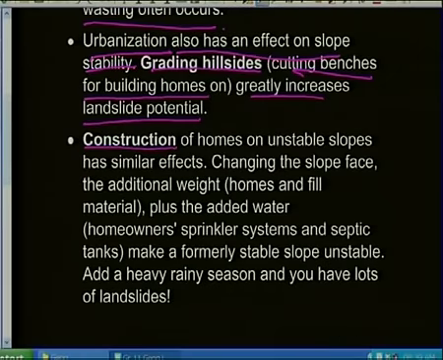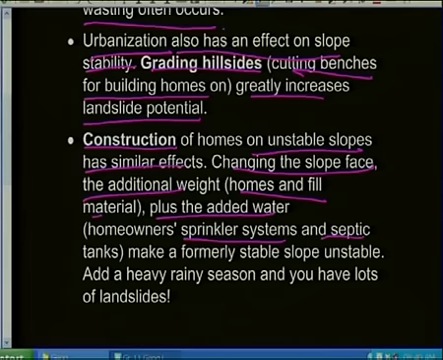The construction of homes on unstable slopes has similar effects: changing the slope surface, the additional weight of homes and fill material, plus the added water. Here we find that there is a lot of construction on slopes. People are forced to build on slopes due to the nature and amount of sunlight, especially with regards to the slope aspect. However, like we've seen earlier, there are a lot of risks taken when building on these types of slopes.